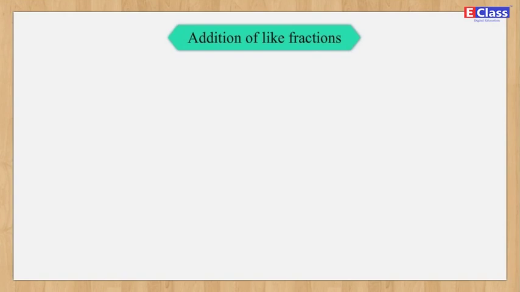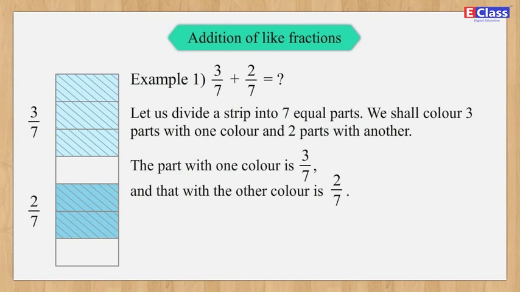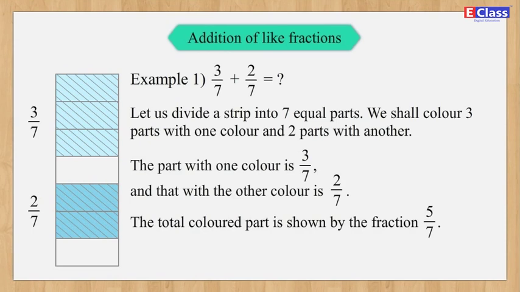Addition of like fractions. Example 1. 3 upon 7 plus 2 upon 7 is equal to how much? Let us divide a strip into 7 equal parts. We shall color 3 parts with one color and 2 parts with another. The part with one color is 3 upon 7 and that with the other color is 2 upon 7. The total colored part is shown by the fraction 5 upon 7. It means that 3 upon 7 plus 2 upon 7 is equal to 3 plus 2 upon 7, which is equal to 5 upon 7.